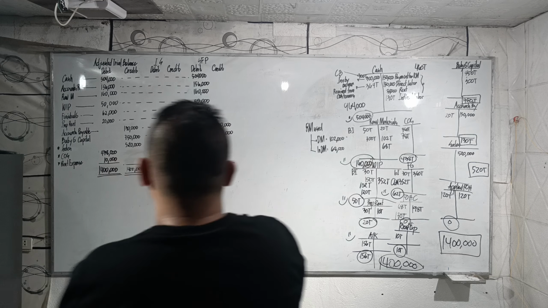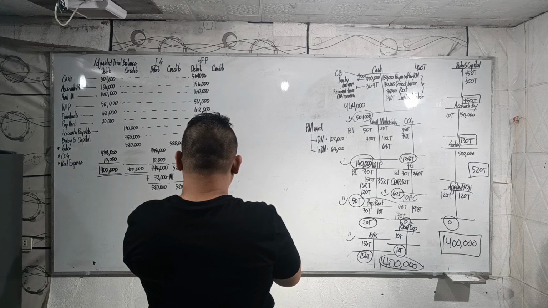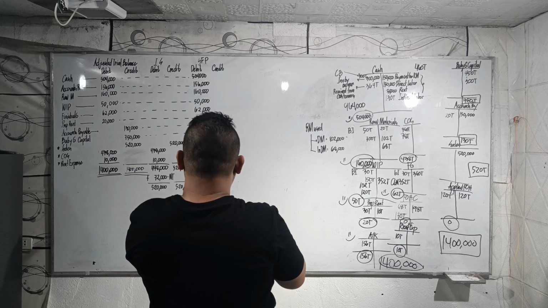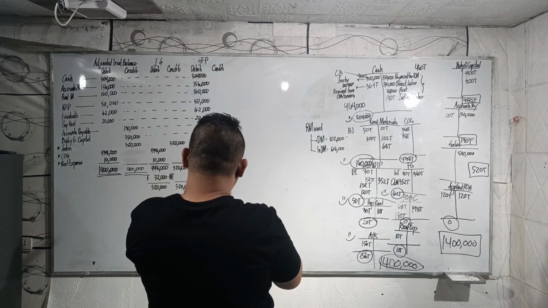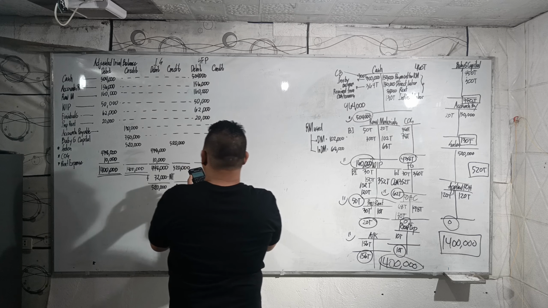So what will happen? You have 504,000 plus 156,000 plus 160,000 plus 50,000 plus 62,000 plus 20,000. So we have 952.